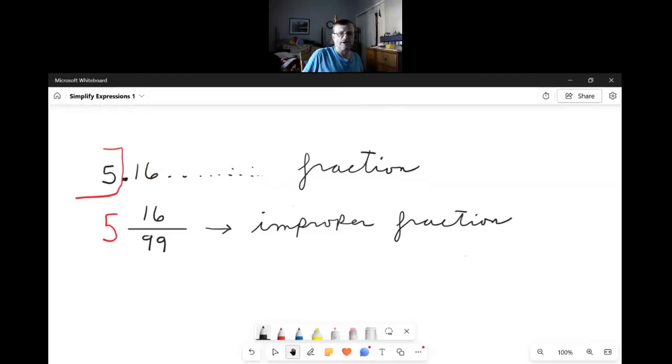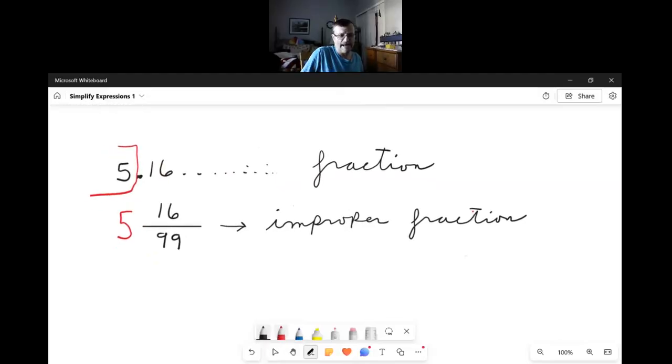In order to do this, you could use your calculator, but we're going to do this the old school way. 99, we're going to multiply with the 5 and get the product. Once we have the product, we're going to add it to whatever's in the numerator, and we're just going to put that numerator over 99. Five times 99, I don't know, 495? 5 times 99, yeah, 495. We're going to add 16 to that. 511.